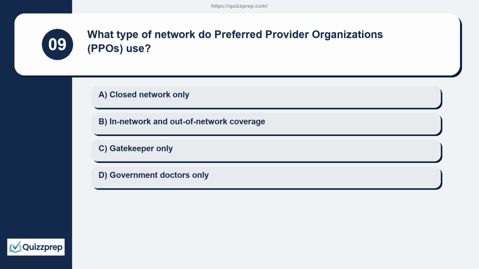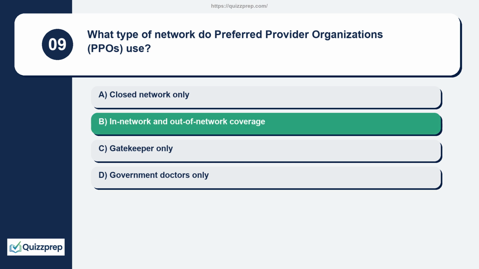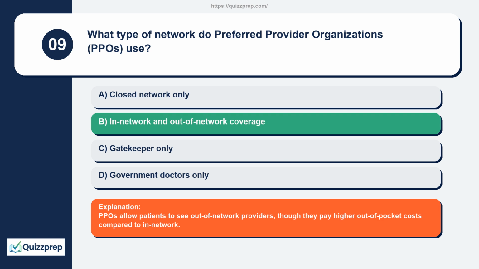Question 9. What type of network do preferred provider organizations, PPOs, use? Closed network only, in-network and out-of-network coverage, gatekeeper only, government doctors only. PPOs allow patients to see out-of-network providers, though they pay higher out-of-pocket costs compared to in-network.